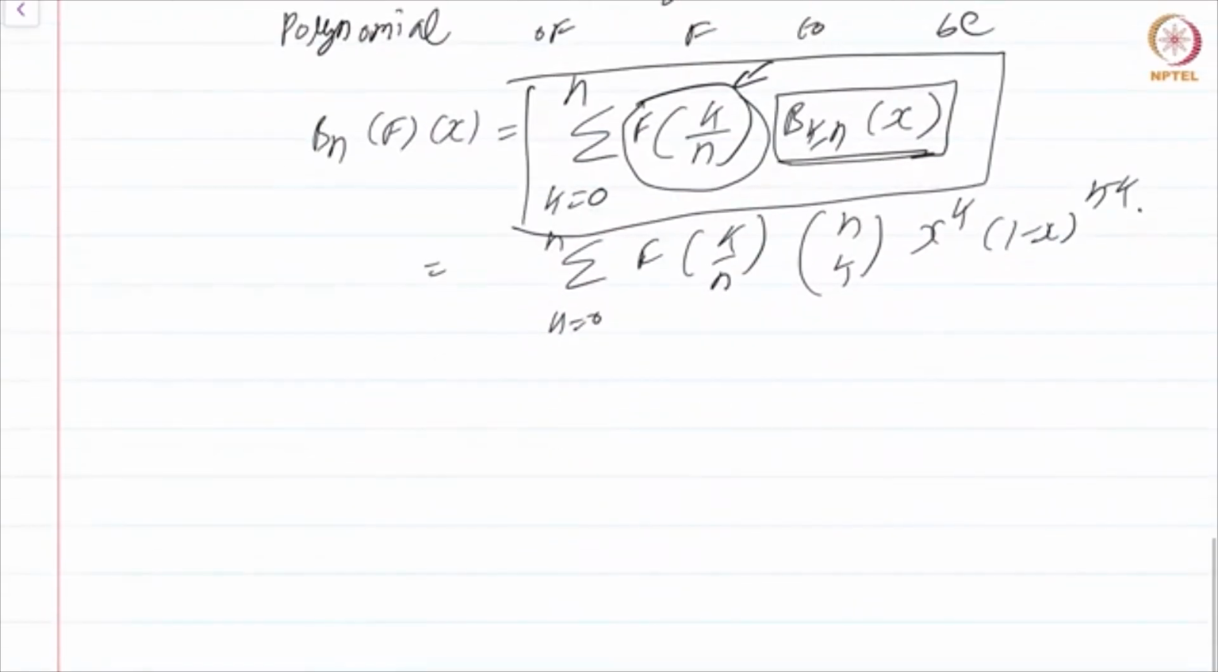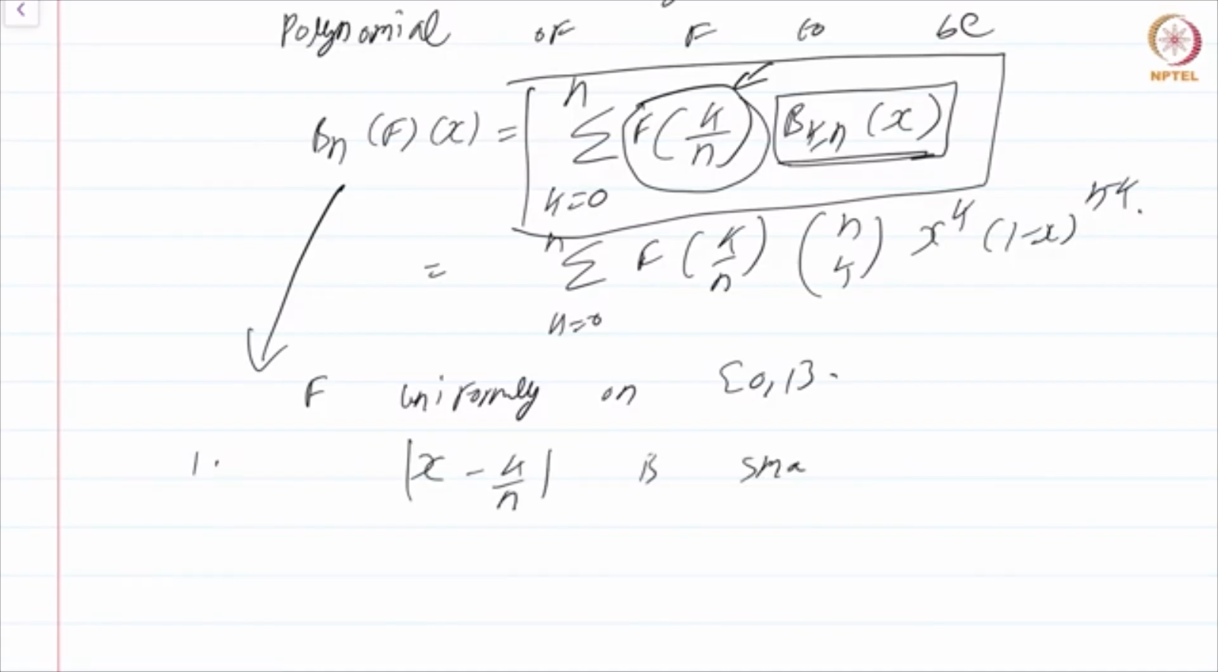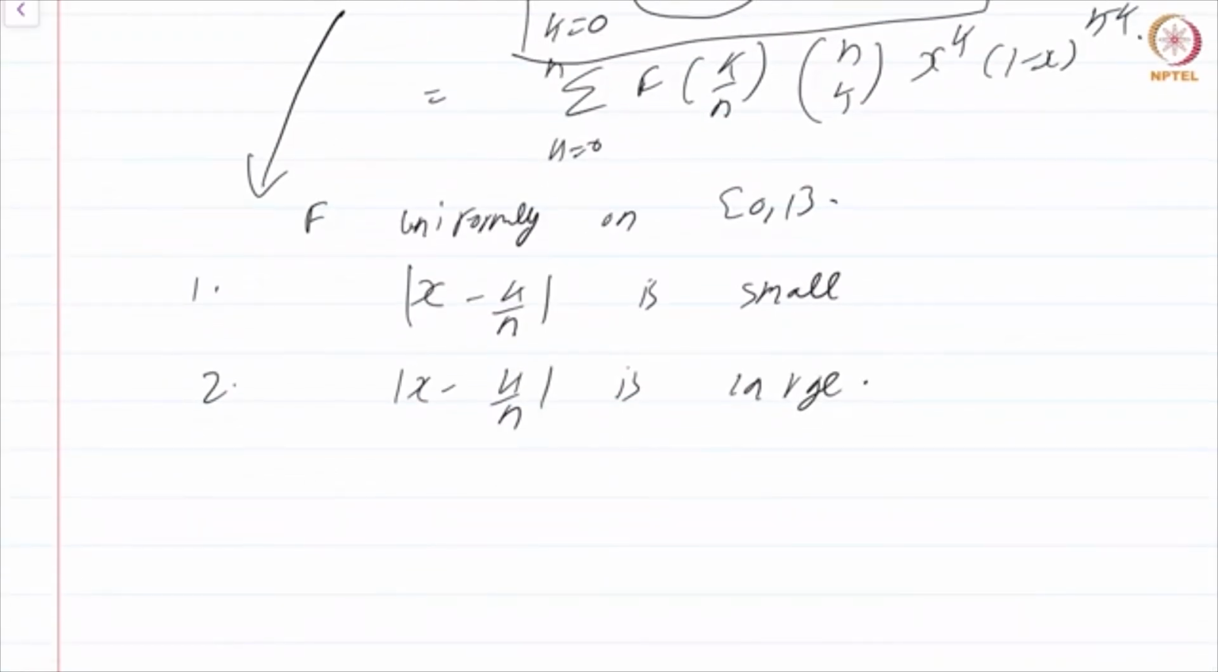So what this discussion suggests is that to complete the proof, we are going to prove that B n f of x converges to f uniformly on [0, 1]. That's the aim. What we will do is, we will split our analysis into two parts. Number 1, where the modulus of x minus k by n is small, and number 2, where x minus k by n is large. We will split our proof into two parts and handle these two parts separately.